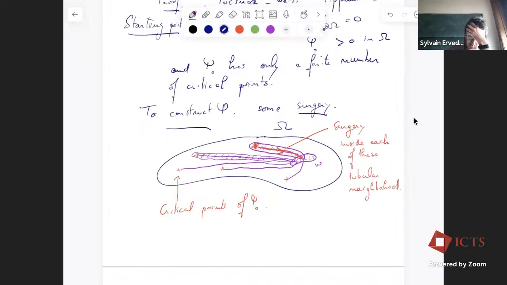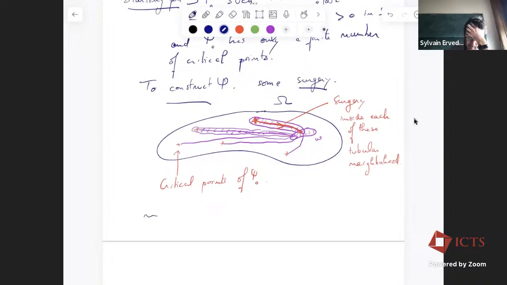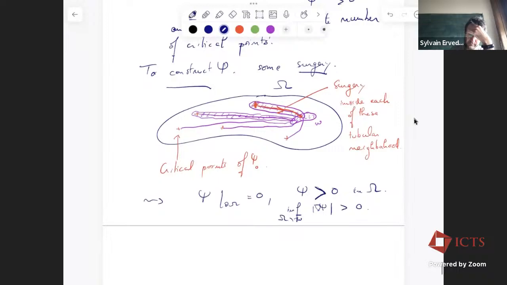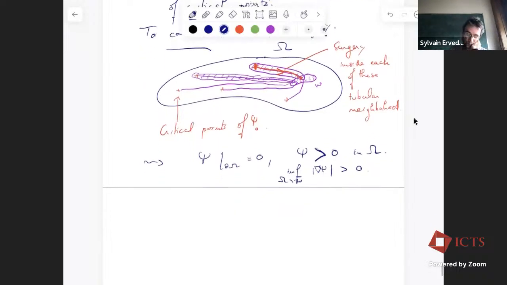So at the end of the process, you will have a psi which is 0 on the boundary, strictly positive in omega, and such that the infimum of the gradient of psi in omega minus omega bar is strictly positive. Okay. So what is the second step? The second step is what is called the convexification argument.